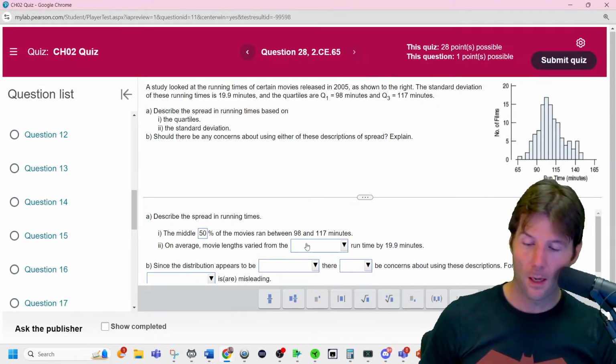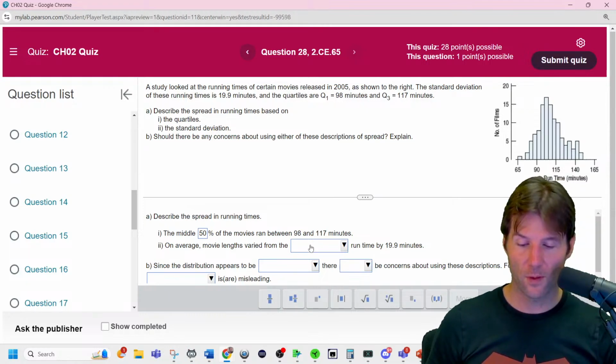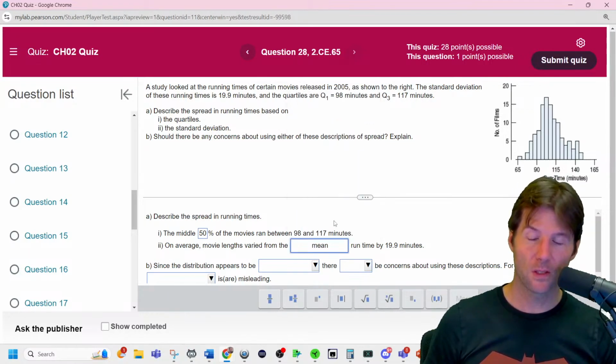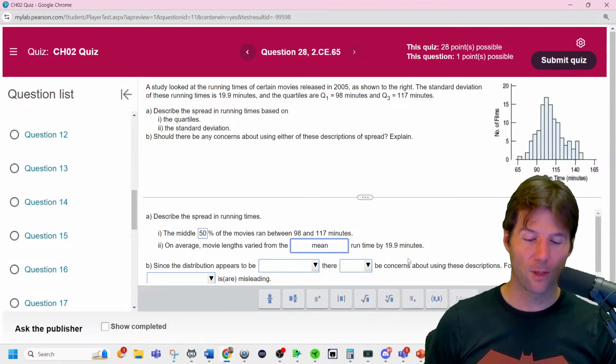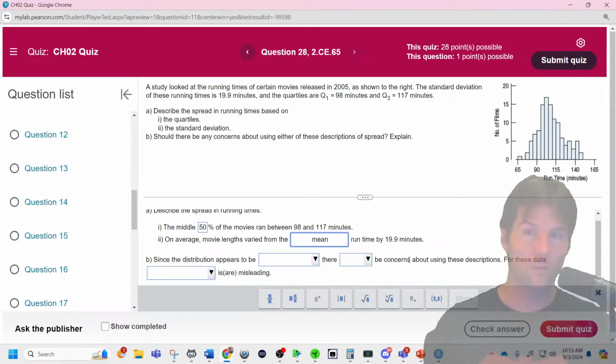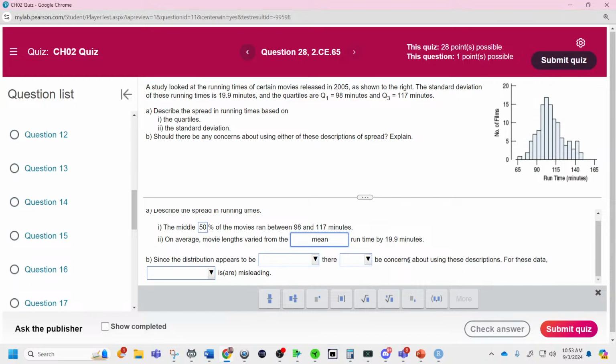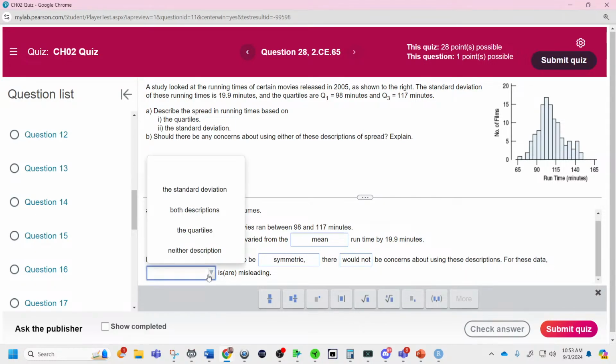On average, movie lengths varied from the mean, because the standard deviation is how much things typically deviate from the mean, by a running time of 19.9. So remember, we looked at the formula in class, if you're in my class, and we saw that it's a deviation on average from the mean. Since the distribution appears to be mostly symmetric, there shouldn't be concerns about these descriptions. There would not be for these data.